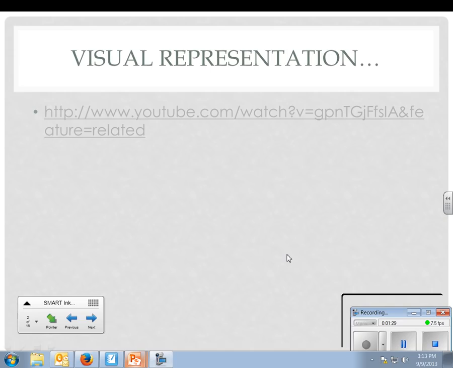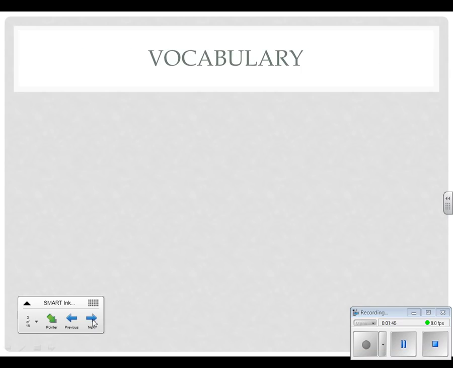So we see in that visual representation how we have a balance, and we're looking at everything on the left was the same as everything on the right when it was balanced, and then when it wasn't balanced it was different on both sides, and that's giving us a visual representation of an equation.